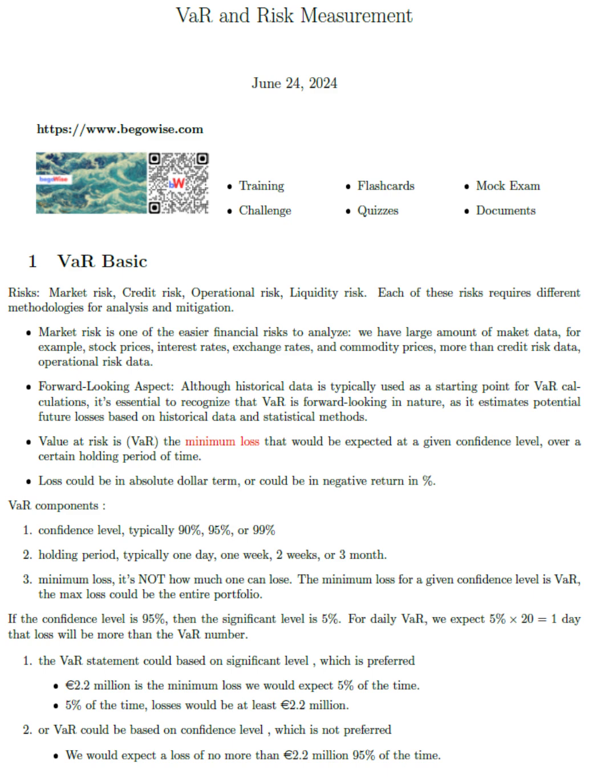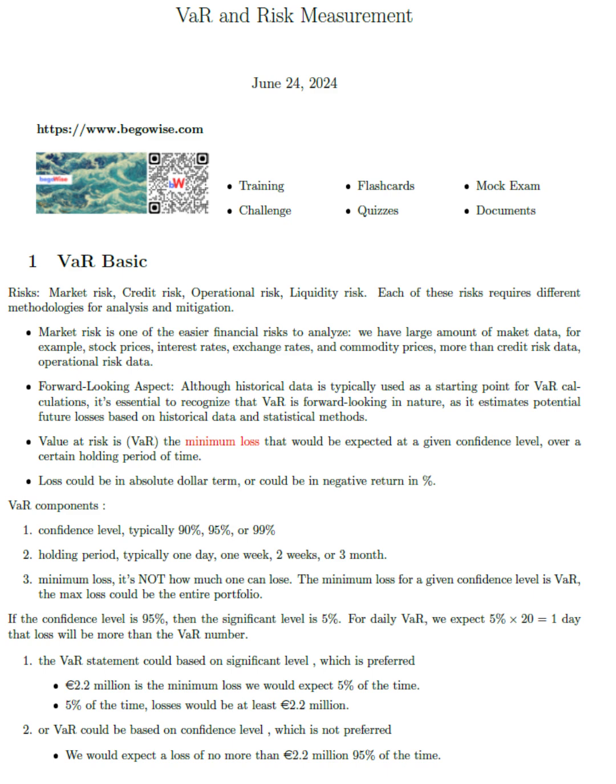Let's break this down. Confidence level. This is usually 90%, 95%, or 99%. It means we're that sure the loss won't exceed a certain amount. Holding period. This could be 1 day, 1 week, 2 weeks, or 3 months. It's the time over which we measure the potential loss. For example, if we have a 95% confidence level and a 1-day holding period, we're saying there's a 95% chance our loss won't be more than a certain amount in 1 day.